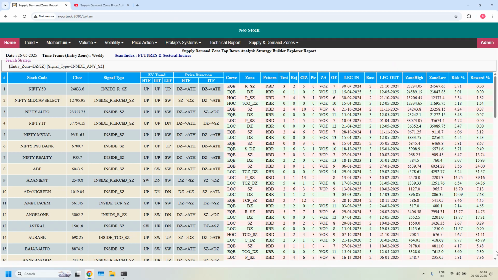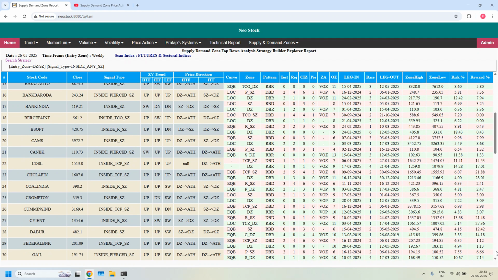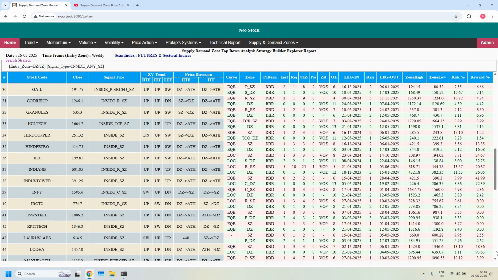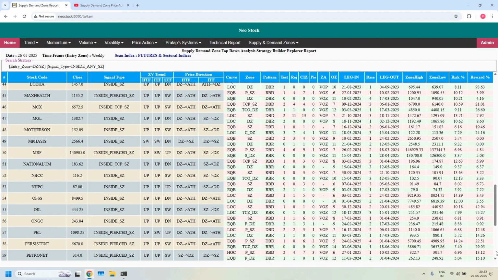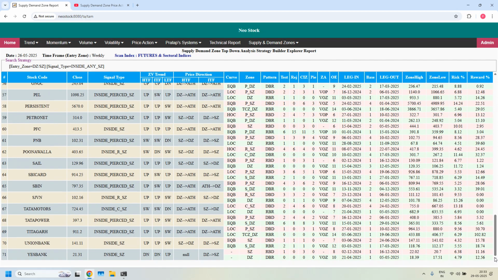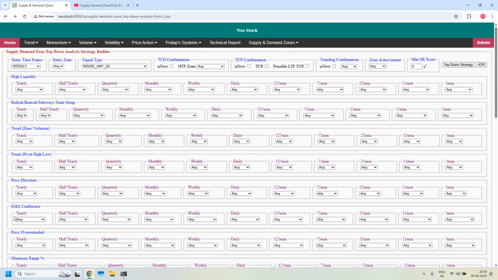First 15 stocks in the list, it's a big list. Let me scroll the list down quickly. So total 71 stocks are filtered. We can further filter this list based on weekly supply zone having weekly EMA confluence.